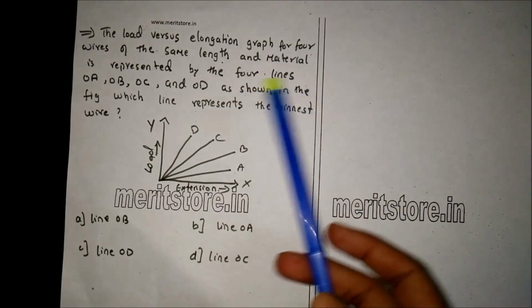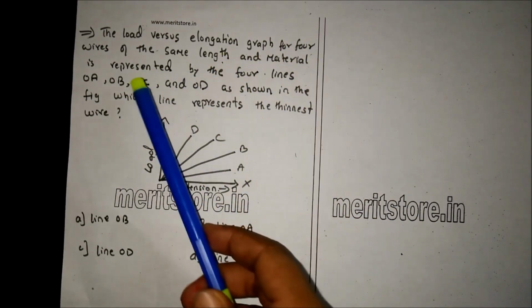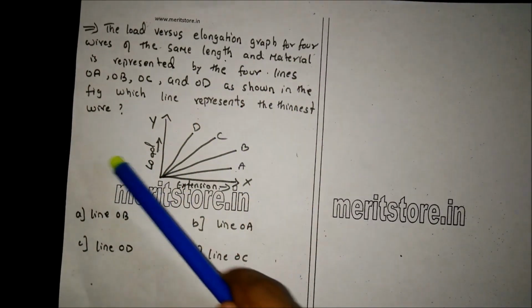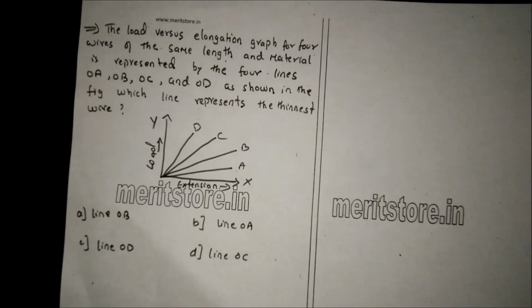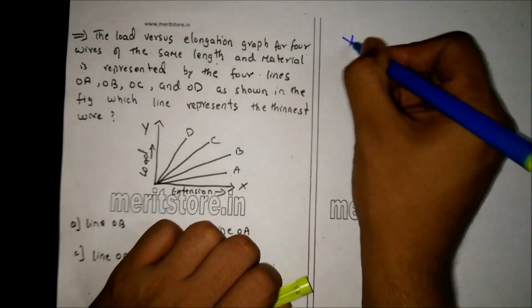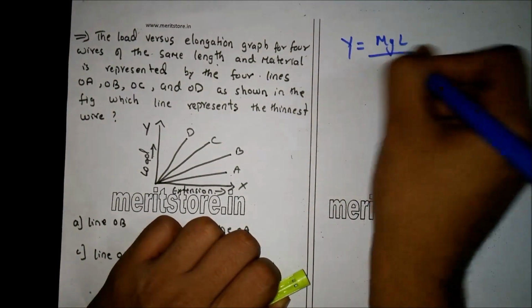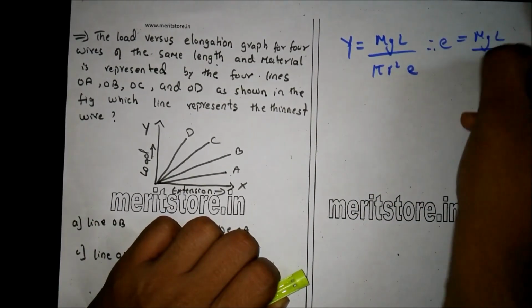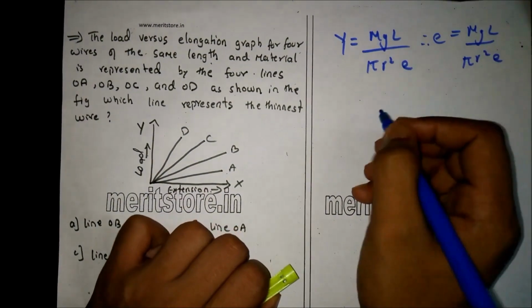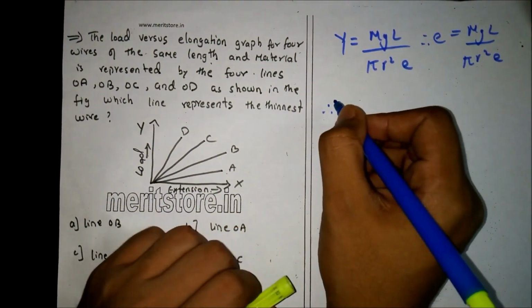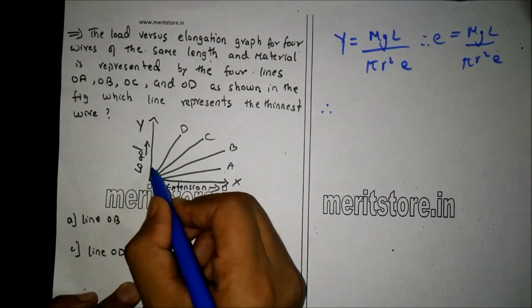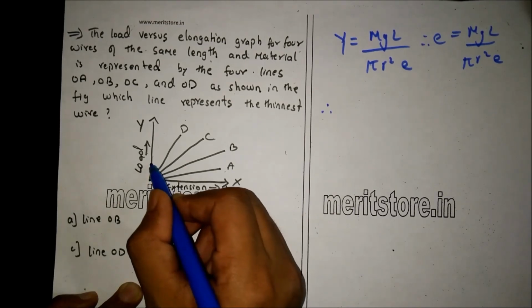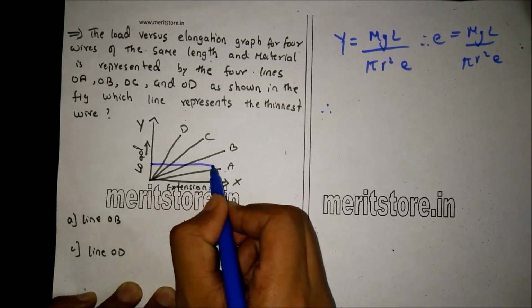The load versus elongation graph for four wires of the same length and material is represented by the four lines OA, OB, OC, and OD as shown in the figure. Which line represents the thinnest wire? Now, we know that the Young's modulus Y is equal to mgl upon pi r square into E. Therefore, E will be equal to mgl upon pi r square Y. Therefore, we draw a line parallel to the E axis like this. For this line, load W is constant and the wire A has the maximum extension.